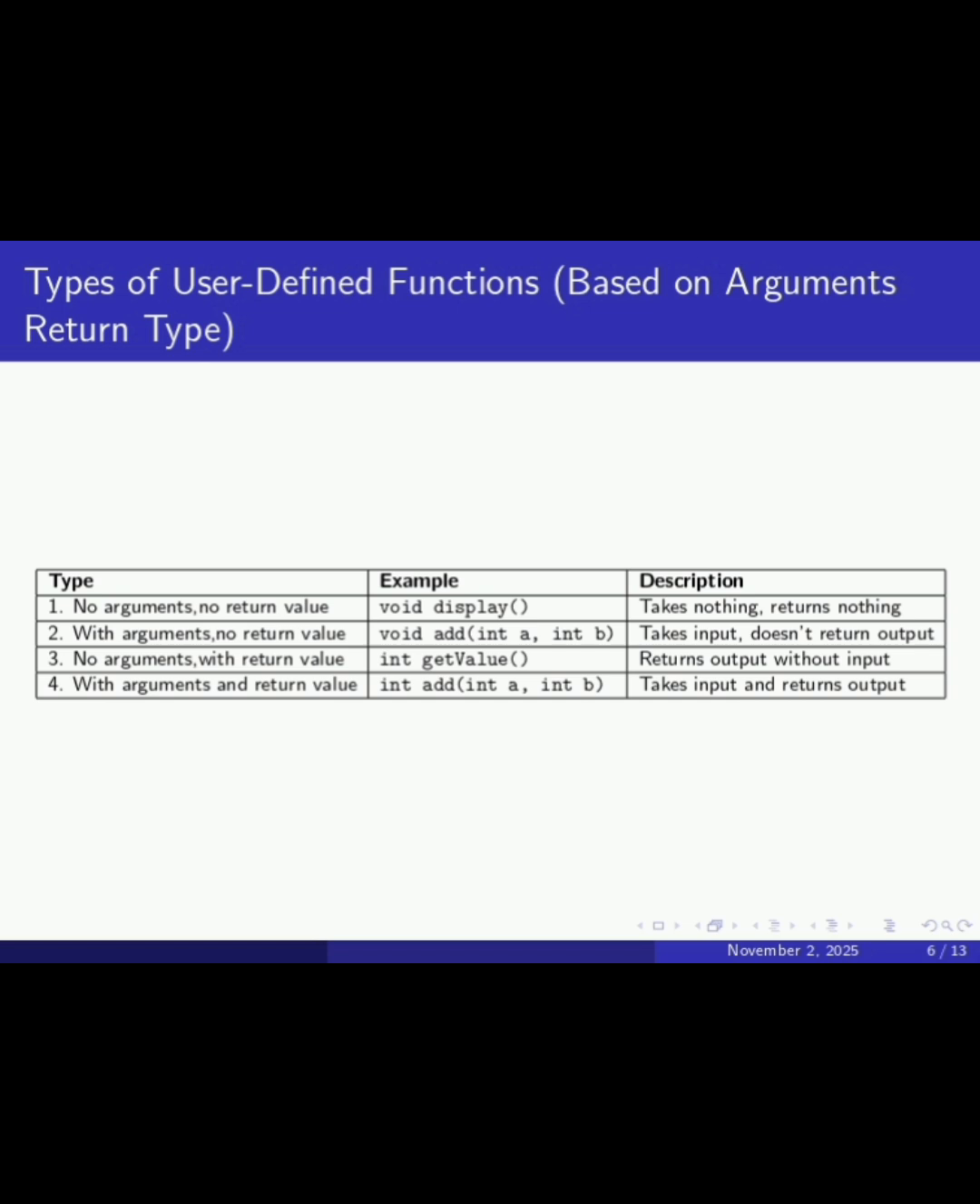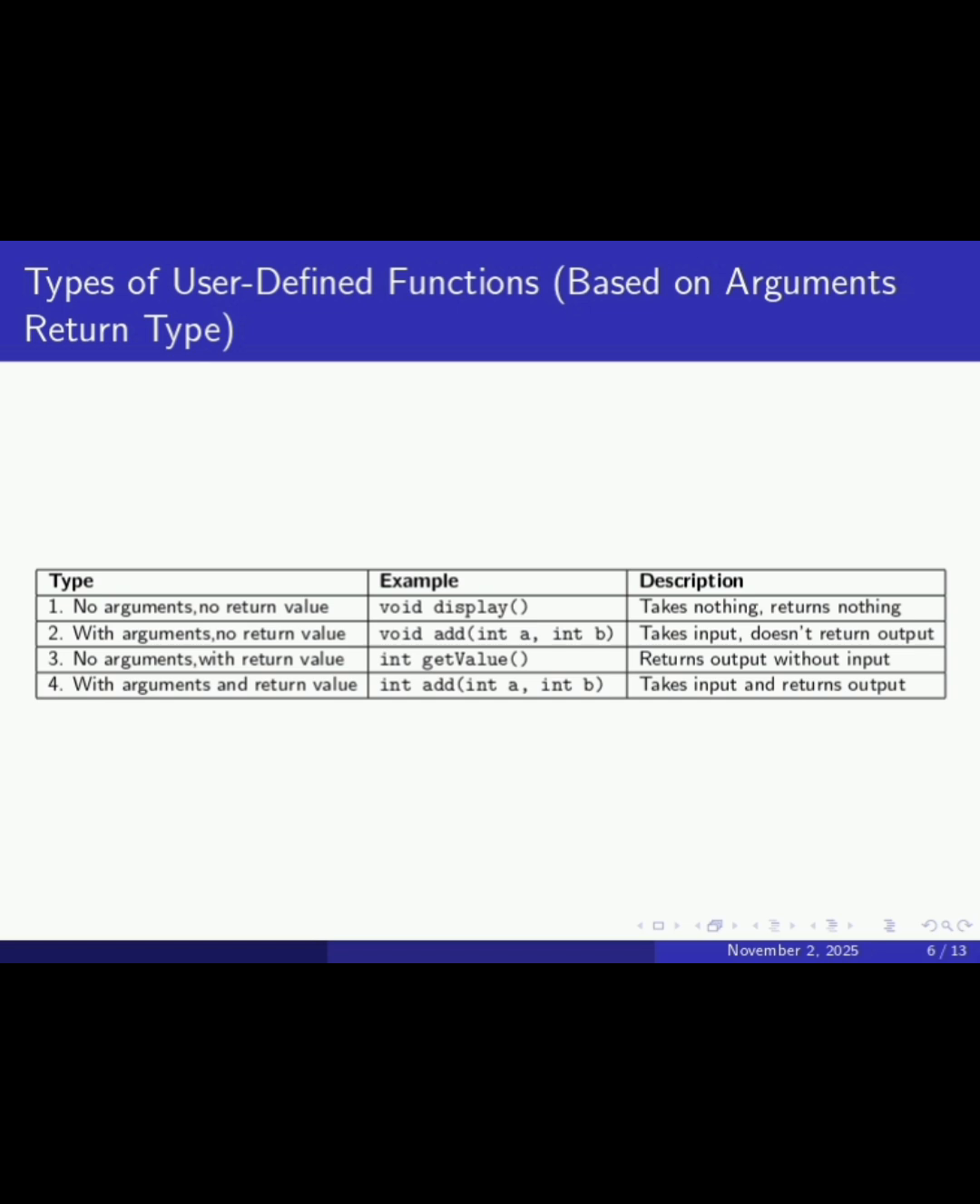For example, void add(int a, int b). It can add two numbers and print the result directly inside the function. And then no arguments with return value. This type of function does not take any arguments, but it returns a value. For example, int getValue(). This function might take input from the user inside the function and then return that value to the main program.